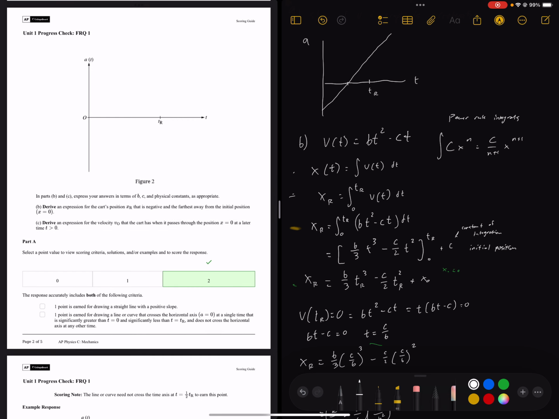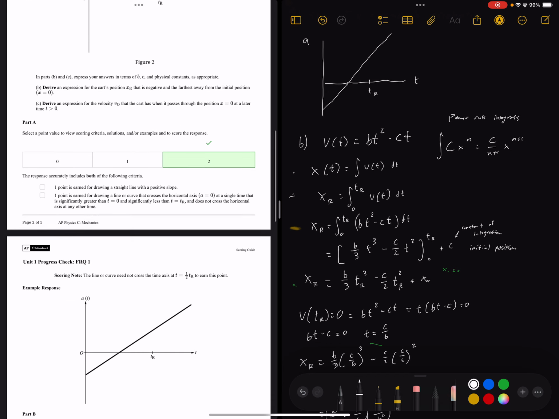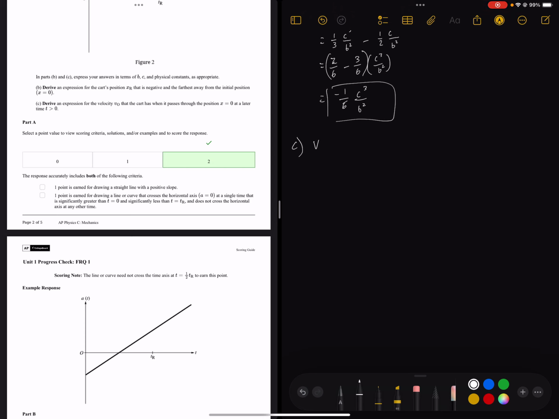So we have to derive an expression for velocity when it passes through position x equals 0 at a later time t greater than 0. So let's write down our velocity function. Our velocity function with respect to time is equal to b t squared minus c t. And then we know that at x equals 0, we have the position function, and we're going to set it equal to 0, right? So b over 3 t cubed minus c over 2 t squared has to equal 0.